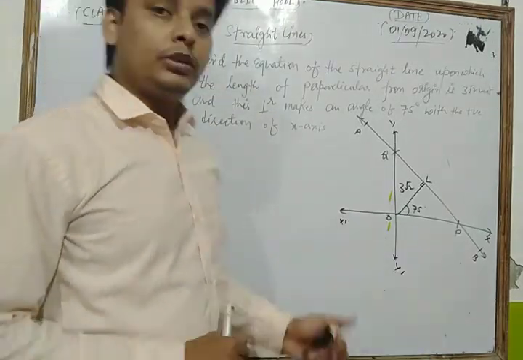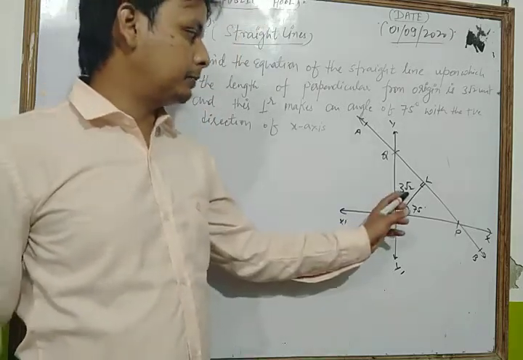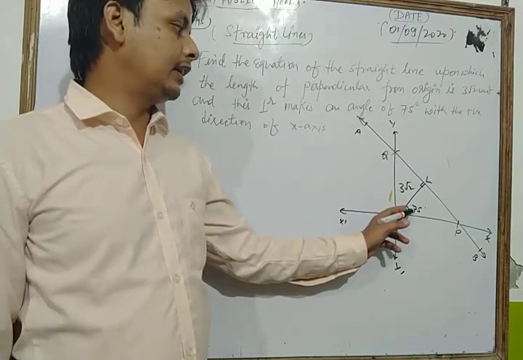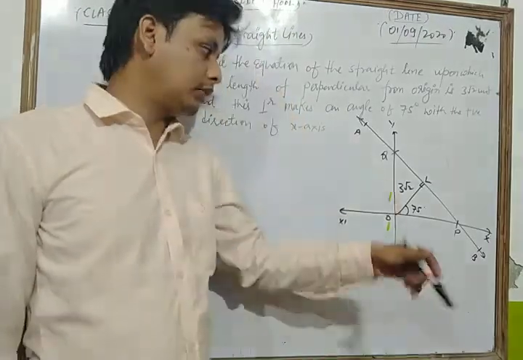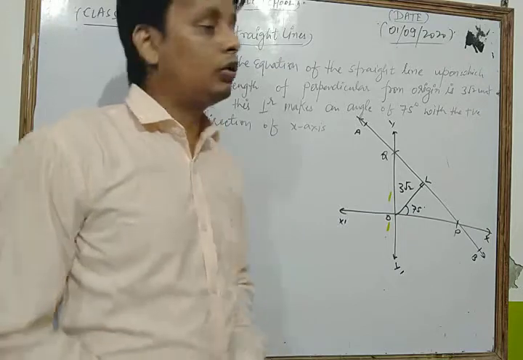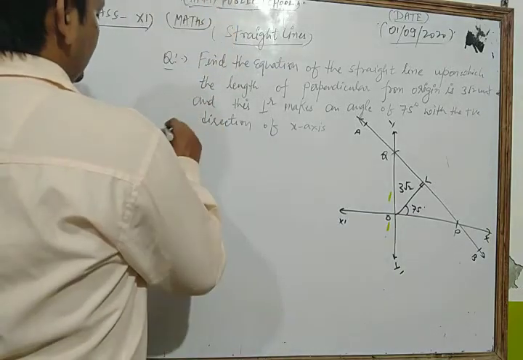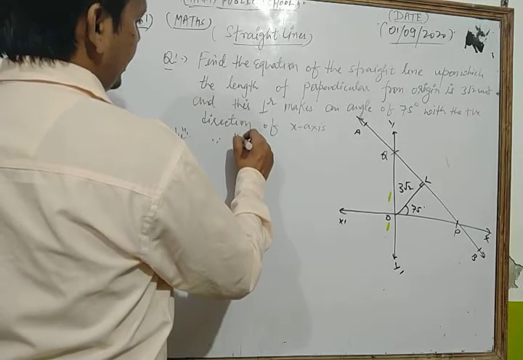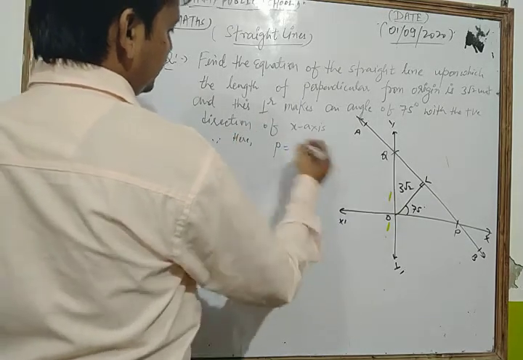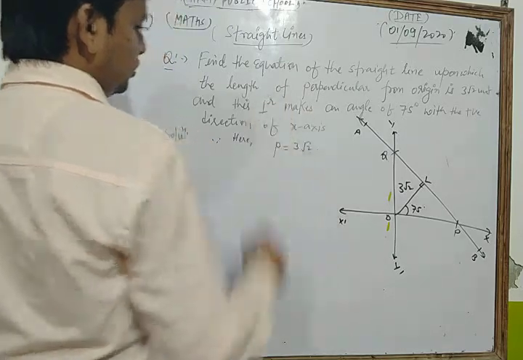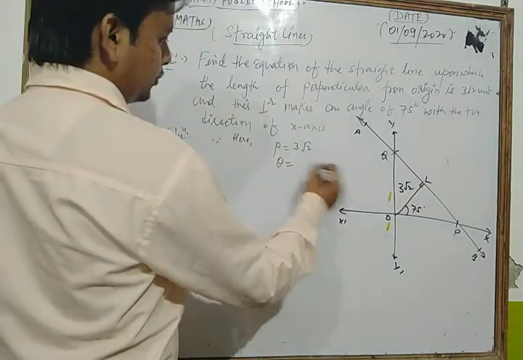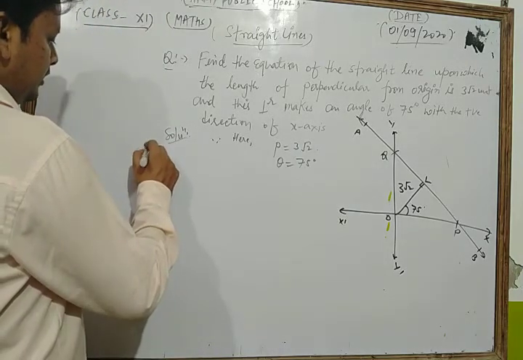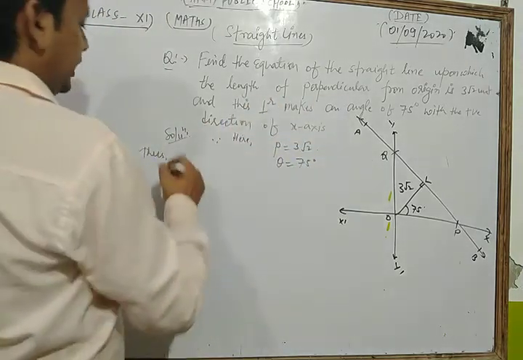Now look what I do, dear students. Here we have the perpendicular distance from the origin p, which is 3 root 2, and the angle made with the positive direction of the x-axis is 75 degrees. Now let's see the solution. Since the value of p is 3 root 2 and alpha is 75 degrees.